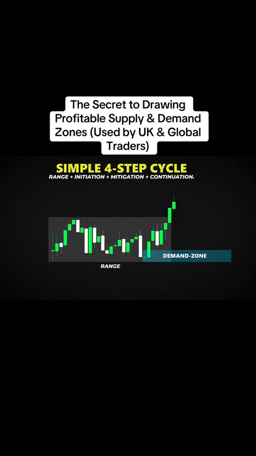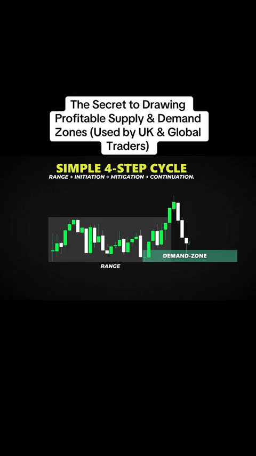The area just before this strong move is where we mark the demand zone. That's where the buying started. After that, price pulls back down to revisit the zone. This is the mitigation phase. Institutions might have leftover buy orders from earlier, so when the price comes back to the zone, they fill those orders. If the price touches the zone and bounces back up, it confirms that this demand zone is solid.